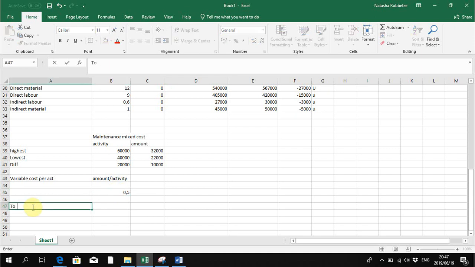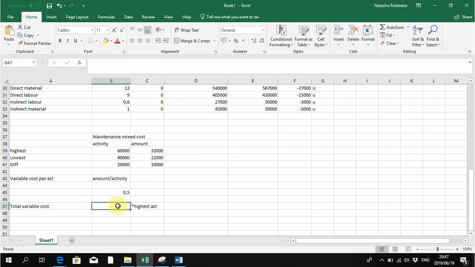Now I want to calculate my total variable cost. And that I do by timesing by the highest activity. So I'm going to take that 50 cents, which I just calculated, and I'm going to times that by my highest activity, which was 60,000 units. And I get 30,000 Rand. Then I know I still need my total fixed cost.